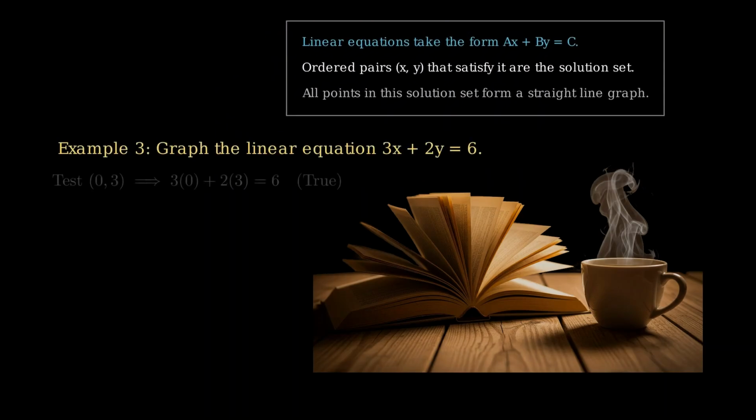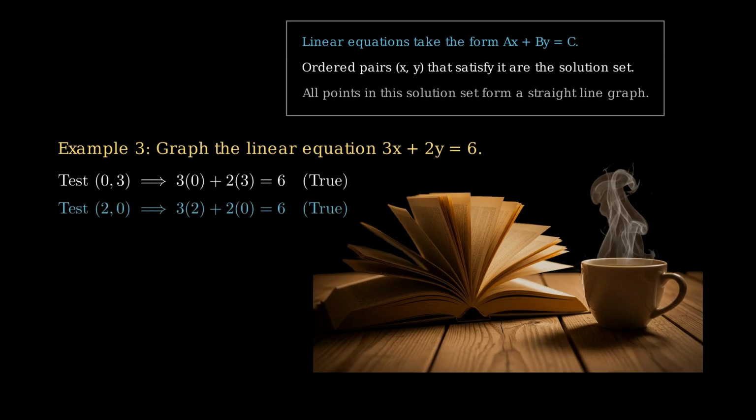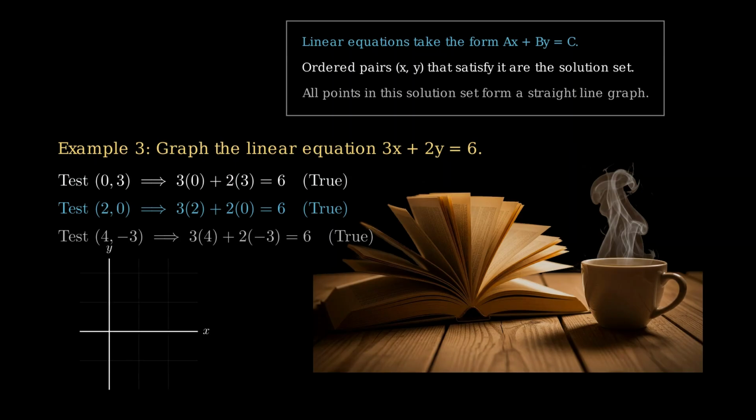Let's explore the graph of the linear equation 3x plus 2y equals 6. To find points on this line, we can search for ordered pairs that make the equation true. For example, let's test the pair 0, 3. 3 times 0 plus 2 times 3 equals 6, so it is a solution. Next, let's test 2, 0. 3 times 2 plus 2 times 0 equals 6, so it is also a solution. When we plot these points and draw a line through them, we get a straight line.